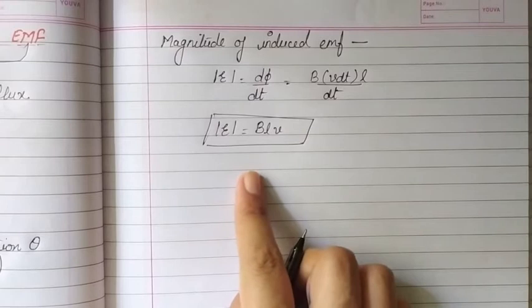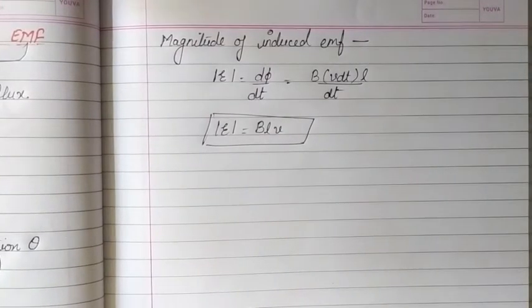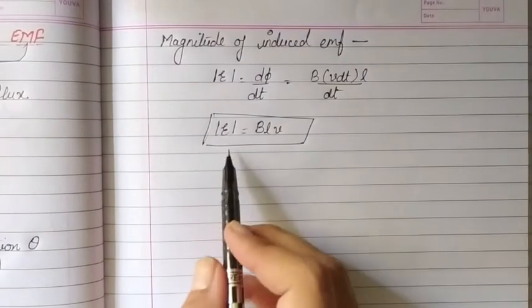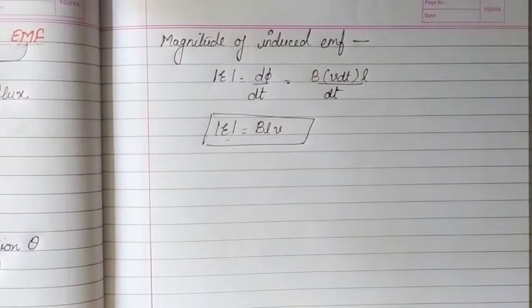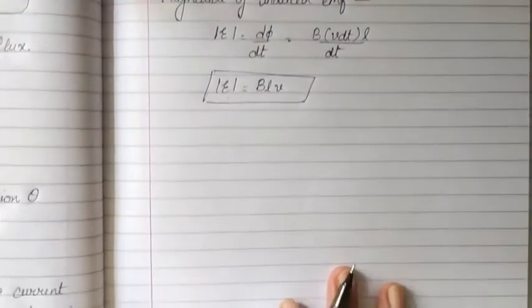So this is the induced EMF, and according to Fleming's right hand rule, the induced current because of this EMF will flow in anti-clockwise direction. So we can apply Fleming's right hand rule to find the direction of the induced current because of this induced EMF. This is the second case. Now move to the third case.